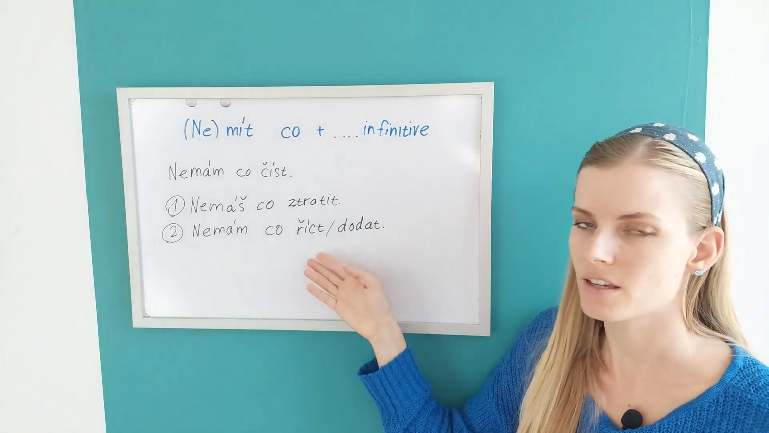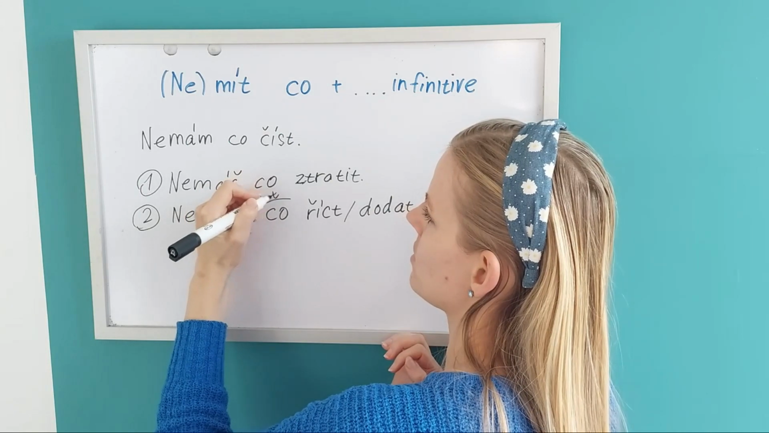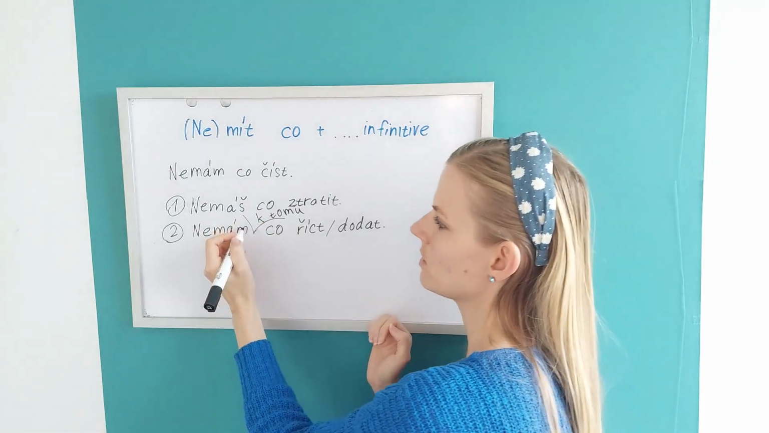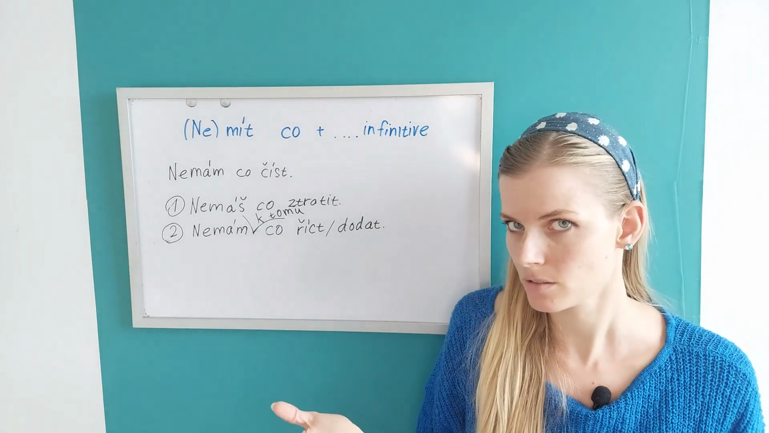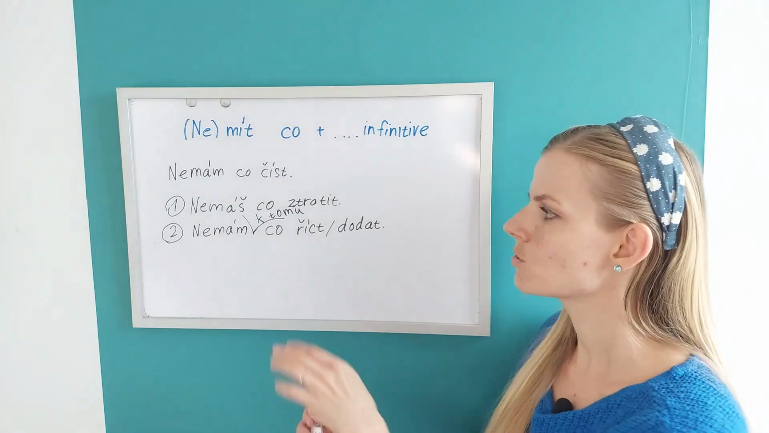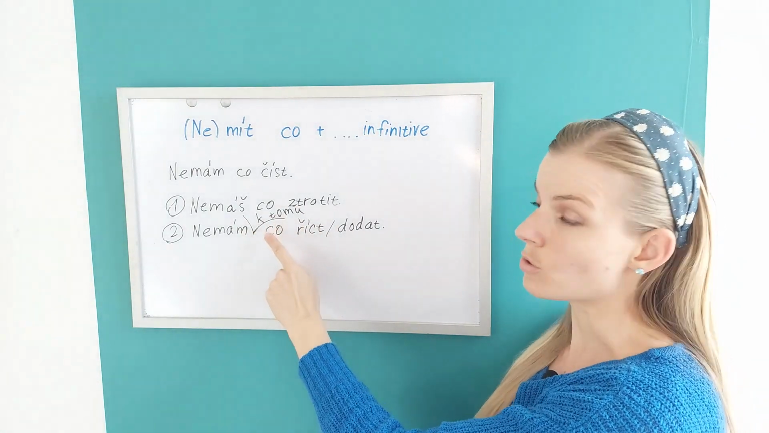This sentence can also be a little bit longer. Nemám k tomu co říct. K tomu as in to it. So I don't have anything to add to it. I don't have anything to say about it. Nemám k tomu co říct. You could also switch it. You could also say nemám co k tomu říct, but this one is more common.